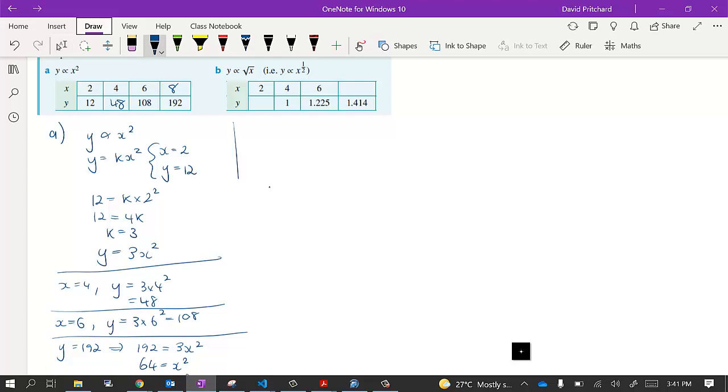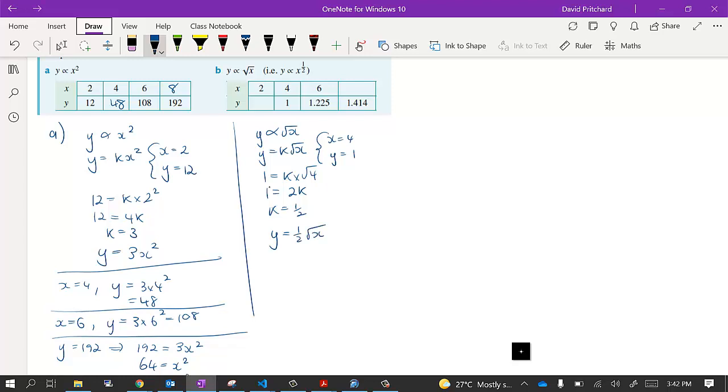The second example, we've got y is proportional to the square root of x, and so that means we've got y is equal to k square root x. When x is equal to 4, then y is equal to 1. So we've got 1 is equal to k multiplied by square root of 4. 1 is equal to 2k, and therefore k is equal to 0.5 or 1/2. So that gives me the relationship y is 1/2 of the square root of x.